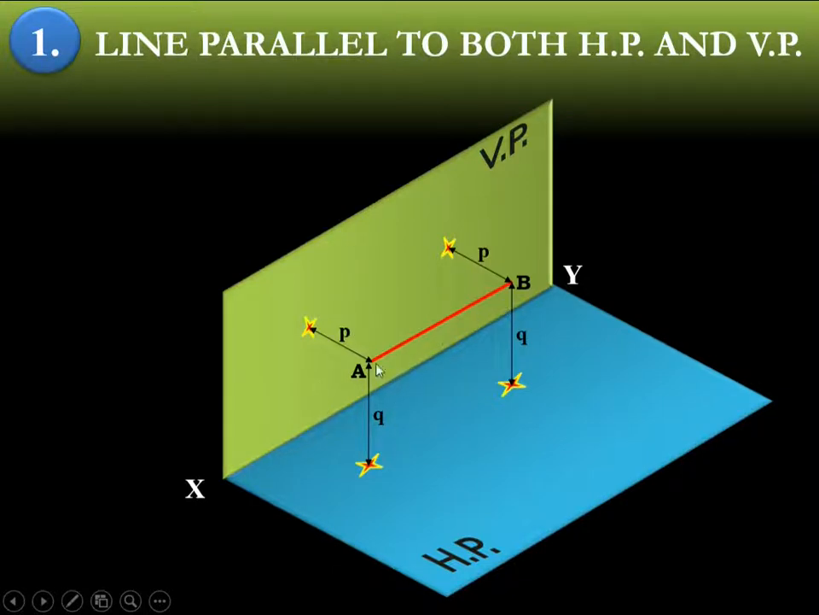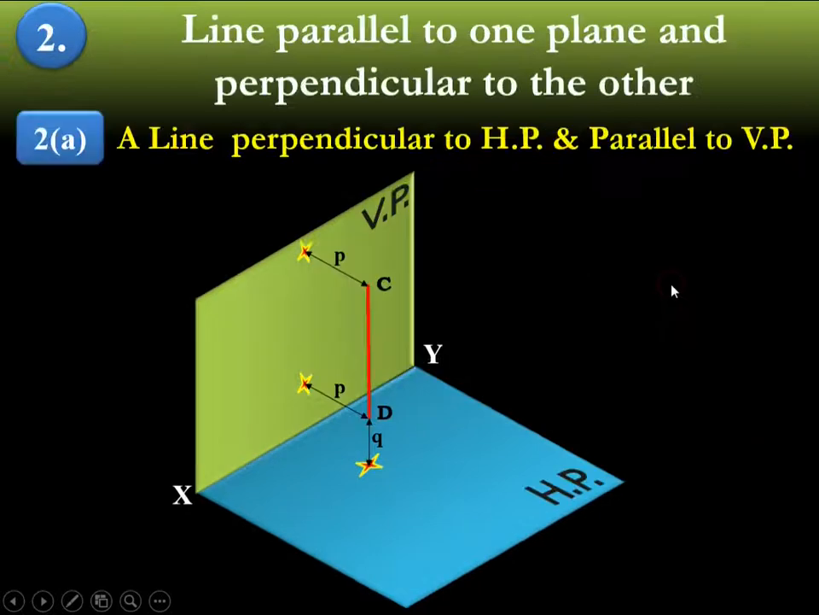The two ends of the line capital AB are equally displaced by a distance q from the horizontal plane. In the same way, the two ends of the line AB are equally displaced by a distance p from the vertical plane. Now let us move on to the second category of orientations.